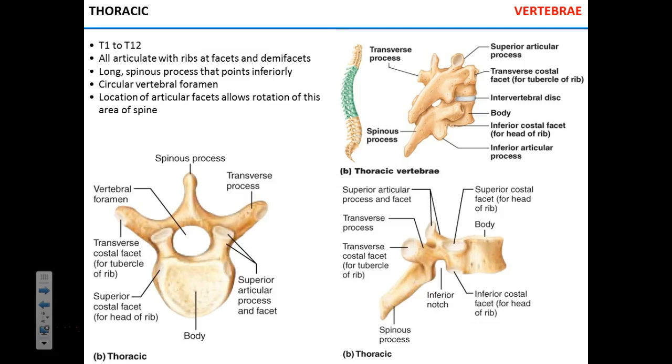12 vertebrae. Thoracic vertebrae are fairly easy to spot as well. Let me find one. Okay, that's a typical thoracic vertebra. All 12 of them articulate with ribs via the transverse costal facet. The transverse costal facet articulates with the tubercle of the rib, and the inferior costal facet with the head of the rib. So that's the inferior costal facet. The articulation you can see here.